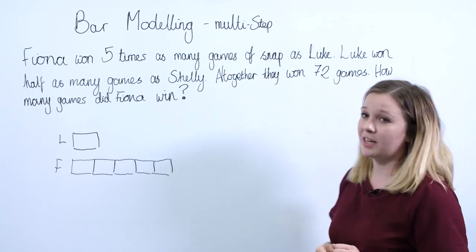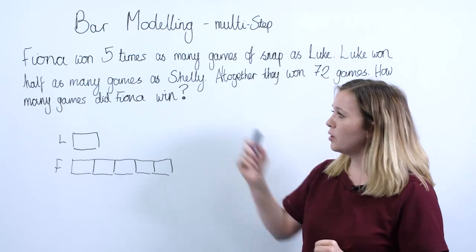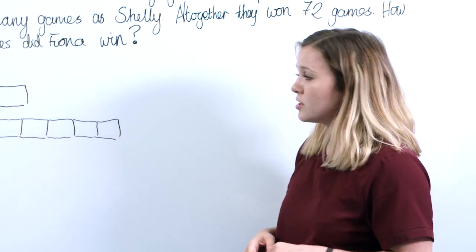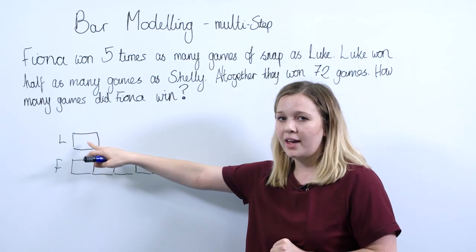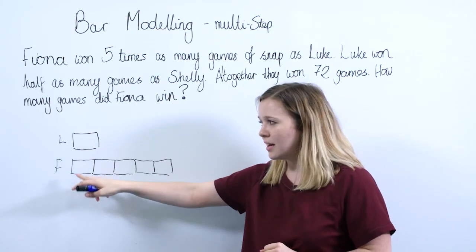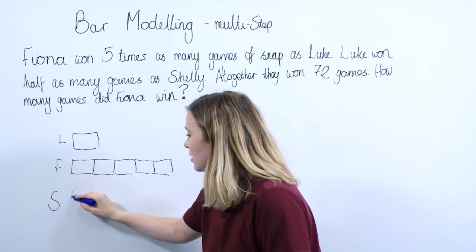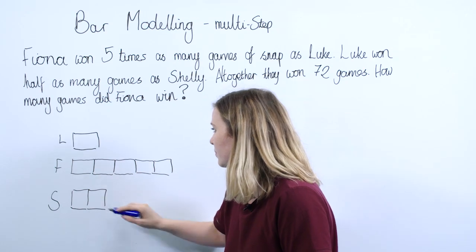And then the last person that we need to mark down is Shelly. So what do I know about Shelly? Luke won half as many games as Shelly. So using the inverse, your pupil should be able to tell you that if Luke won half as many games as Shelly, that means that Shelly won twice as many games as Luke. So here I've got Shelly's bar, and I'm going to draw it twice as long as Luke's bar.